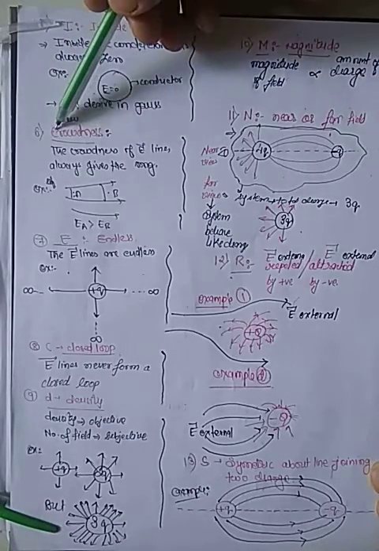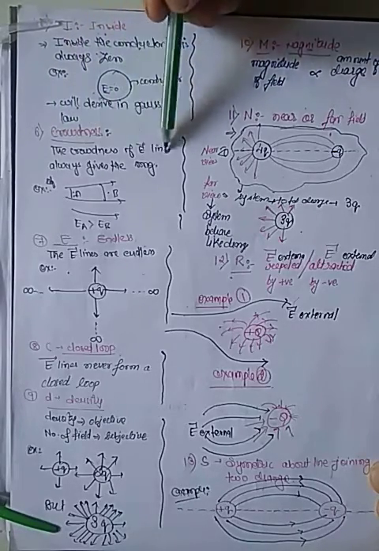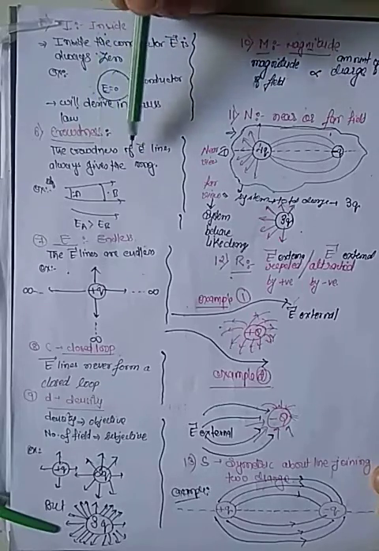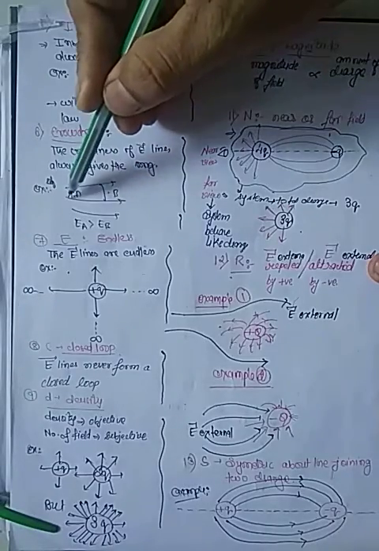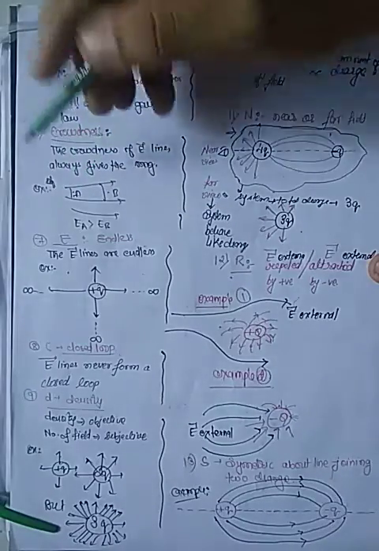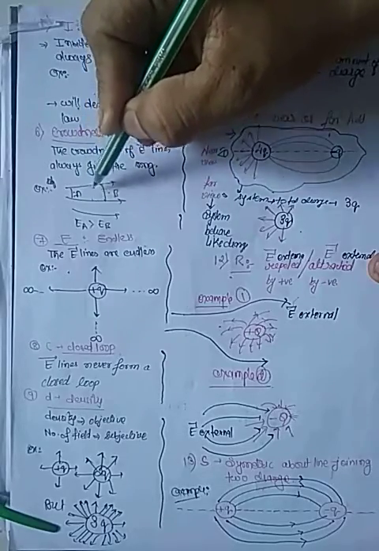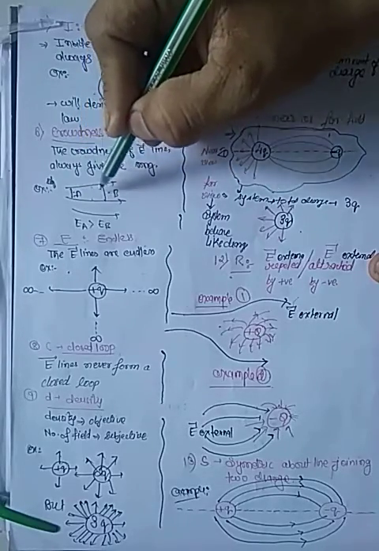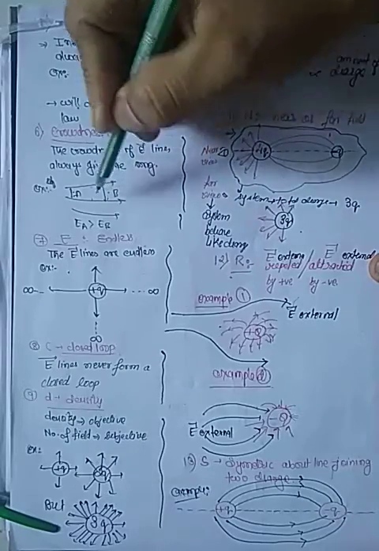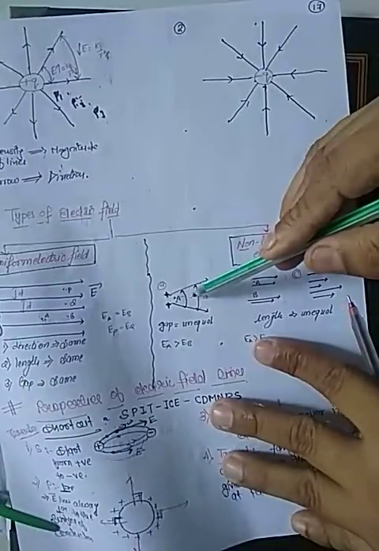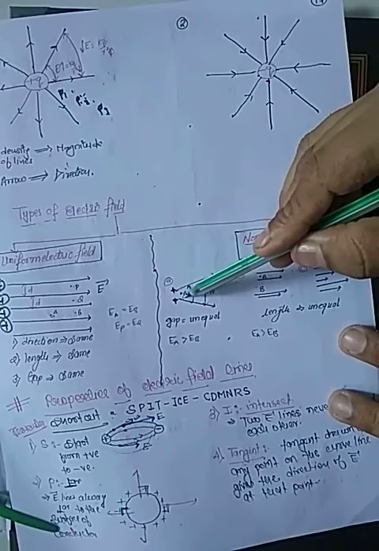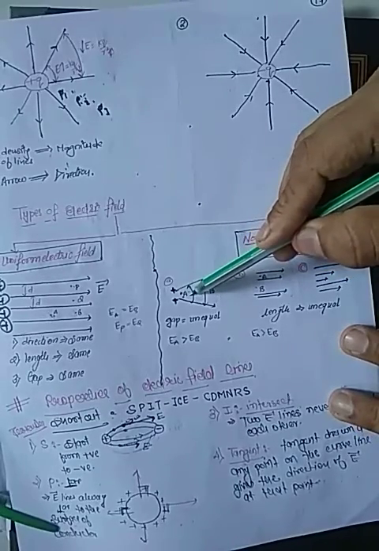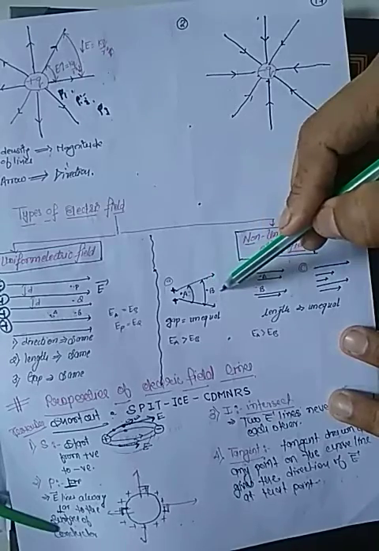Now the next one is C, crowdedness. The crowdedness of the electric field lines always gives the magnitude. Suppose this is an electric field that is not uniform, because the distance between two field lines is changing. Here the distance between field lines is very minimum, and here it is very maximum. If the field is non-uniform, at points very close to the charge the electric field is maximum. As we move away, the electric field decreases.